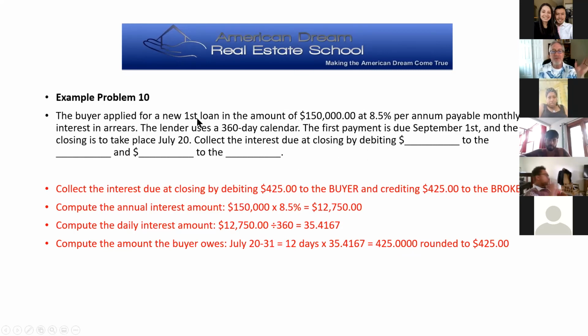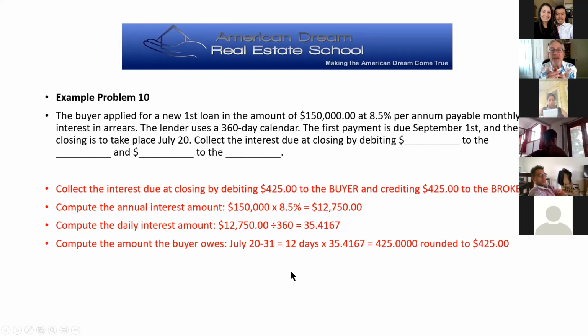So this one is the first brand new mortgage, like we usually do in our transactions, for $150,000. We take $150,000 times the interest rate to get the annual interest. Now, in this particular question, it's telling us that the lender is using a 360-day calendar year, so we have to oblige. I take my annual interest divided by 360 to get my daily interest. Now I have my daily interest, and I compute my days.